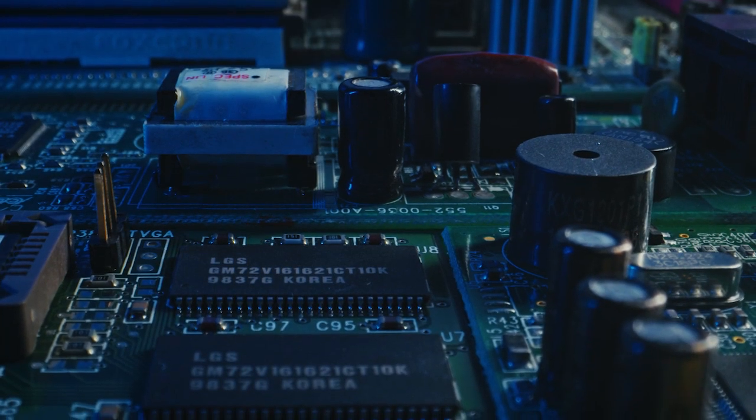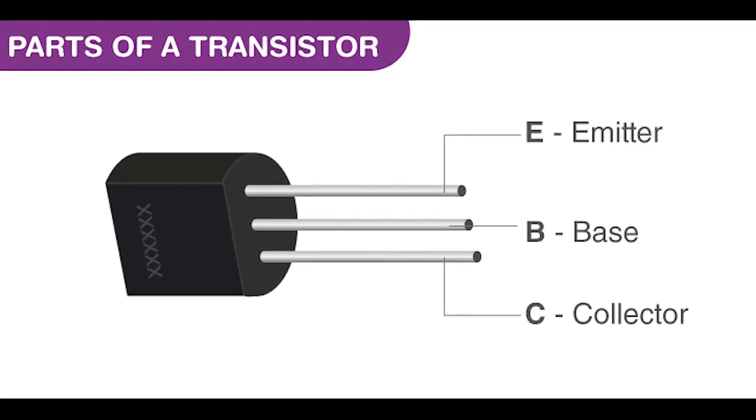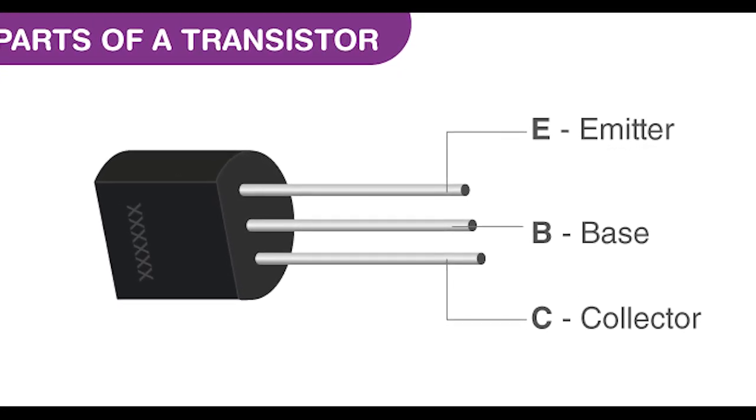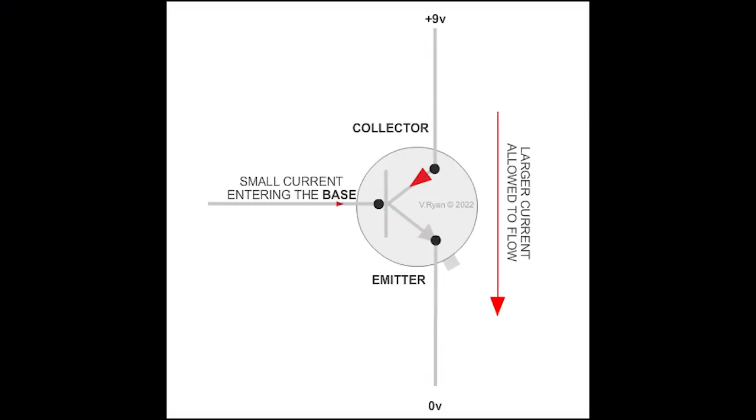To understand how transistors work, we must first look at the three terminals that make up a transistor: the base, collector, and emitter. The base is the input terminal and is responsible for controlling current flow between the collector and emitter. The collector is the output terminal and is responsible for collecting current from the emitter. The emitter is the ground terminal and is responsible for releasing the current.